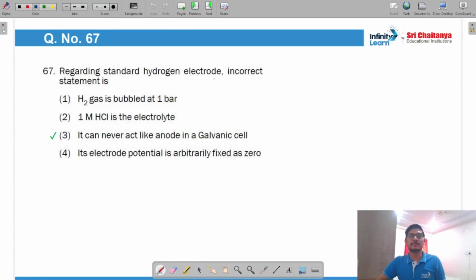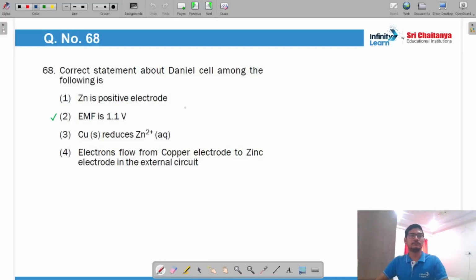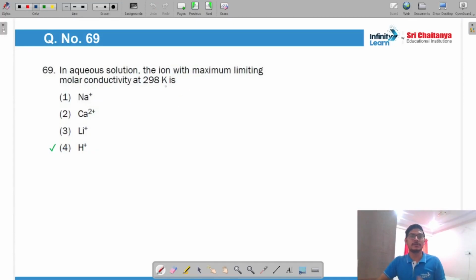Regarding the standard hydrogen electrode, the incorrect statement is this; this is correct, this is correct. It can act as anode depending upon the other substance, if it is less reactive than hydrogen, okay. The correct statement about the Daniel cell among the following is: EMF is 1.1 volt, zinc is anode, it is negative, and copper does not reduce Zn2+. In fact, zinc reduces Cu2+, and electrons flow from zinc to copper, okay. In aqueous solution, the ion with maximum limiting molar conductance is H+, because its high conductivity is explained using the proton transfer mechanism, okay.